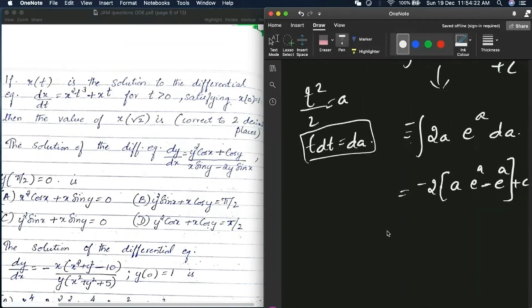So the integral is minus 2 into, a is t square by 2, t square by 2, e raised to t square by 2. So I can write it as a common term, no? Is this your integral?